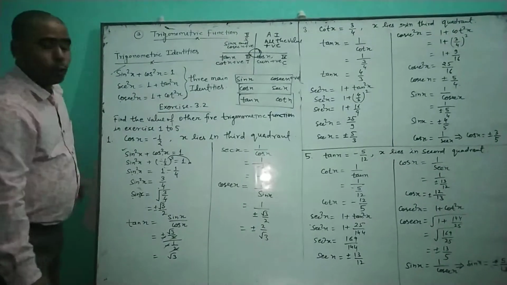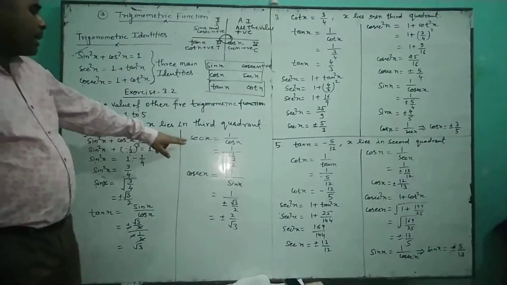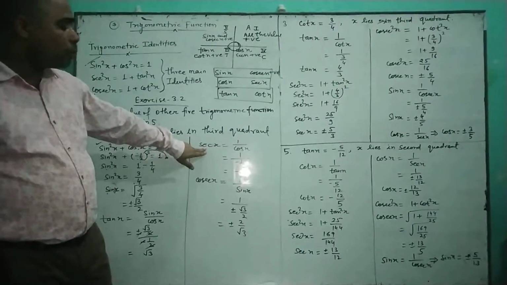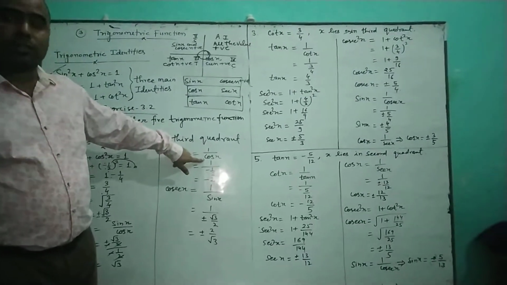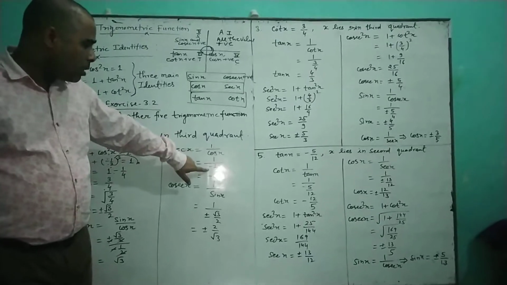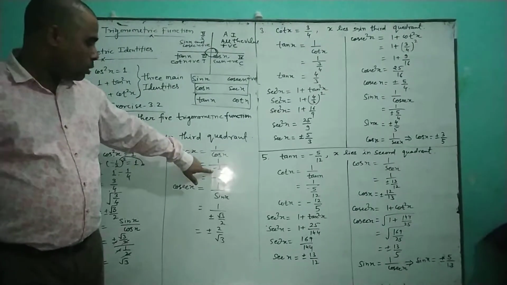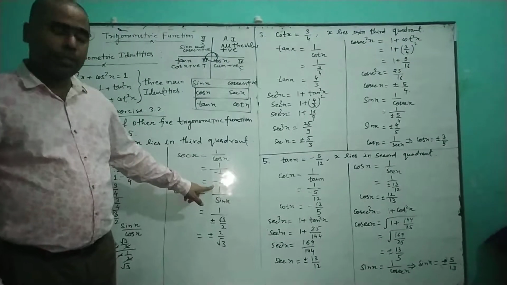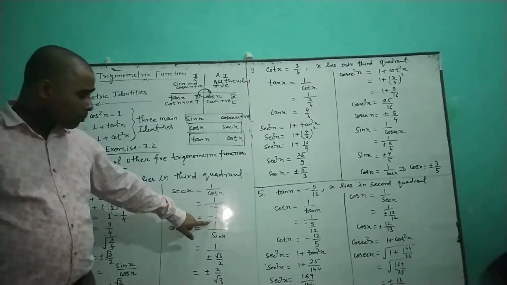Tan x is equal to root 3. Now the next one, the value of sec x. Sec x is the reciprocal of cos x, so we write 1 by cos x. The value of cos x is minus 1 by 2. Now we reverse them, so we get minus 2. So sec x is minus 2.